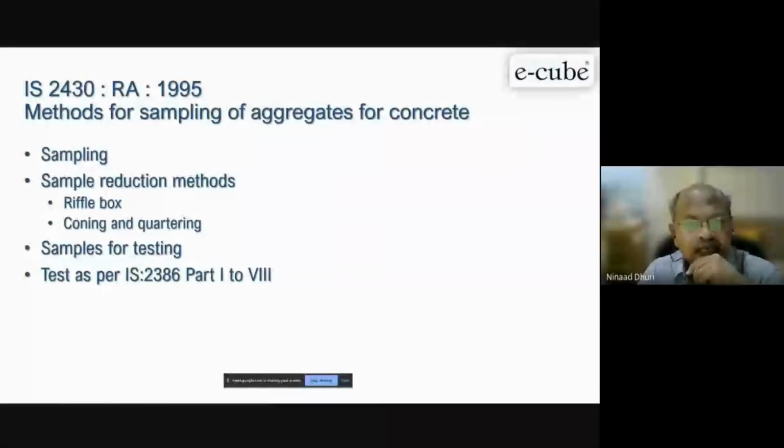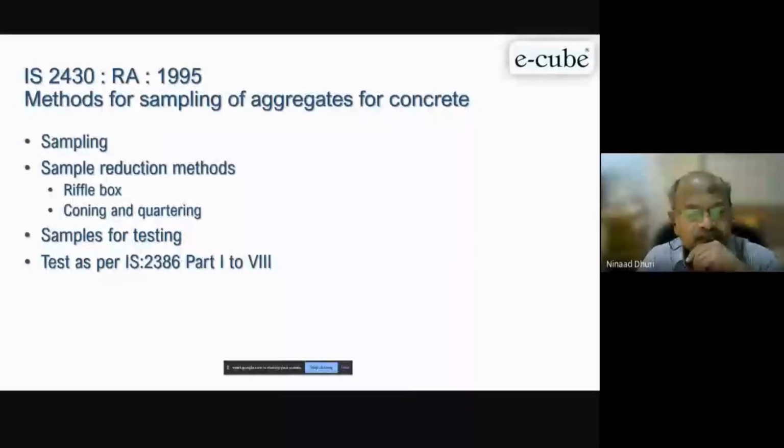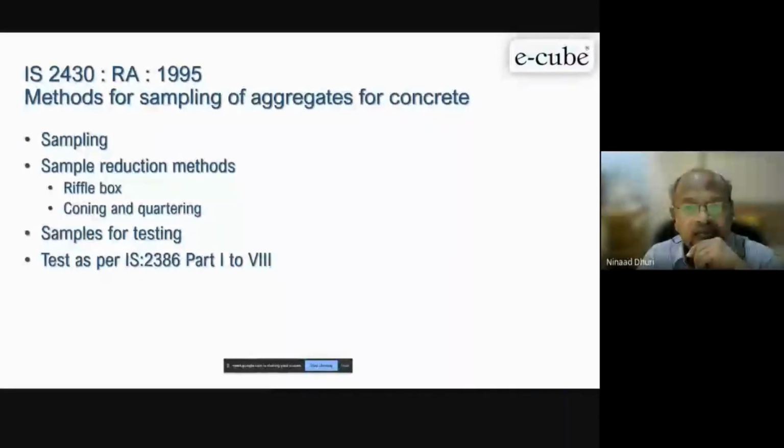So I think we have not covered this. The sampling of the aggregate is very, very important. Whenever you are sending any samples to the laboratories, or even for our own testing, because aggregates always come in very bulk quantities, maybe in truckloads or wagon loads, or from the quarry itself, you can get the sample when you are going for approval of the quarry. In such cases, sampling is very, very important.